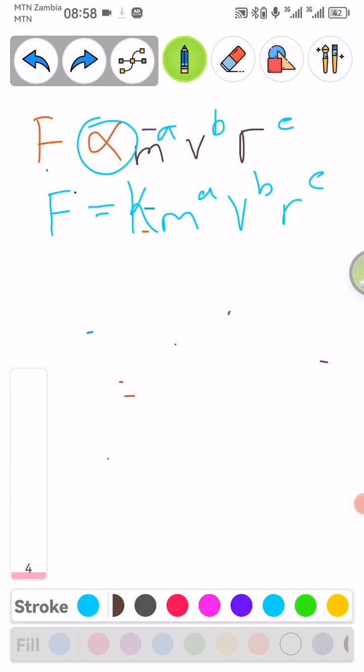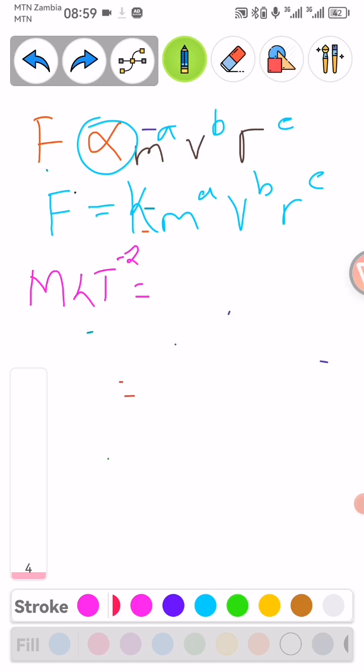Good. You know that up to that point. Next, you replace these quantities with their dimensions. What are the dimensions of F, m, v, and r? By this level, you're supposed to know the dimensions of each physical quantity. Starting with force, force is MLT^-2. K is a constant, and constants don't have dimensions, so we won't include it. M is just capital M, to the power a.